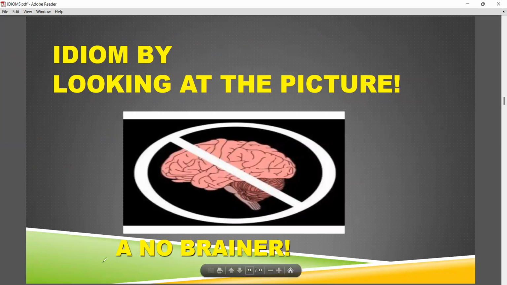Okay, so now the idiom: a no brainer. What do you feel could be the meaning of the idiom no brainer? Let me give you an example. It should be illegal to drink and drive. That's a no brainer. So it's something which is very easy, which doesn't require your brain.